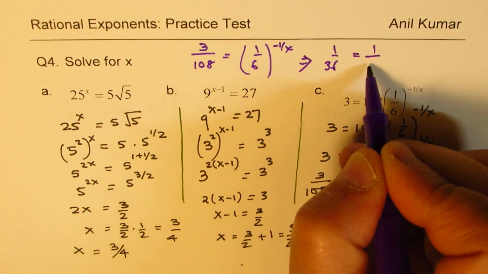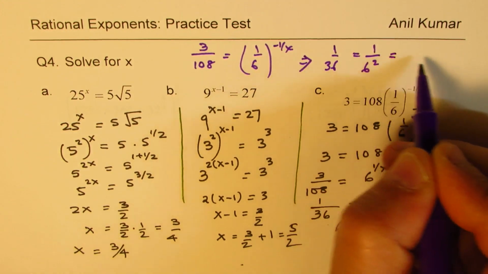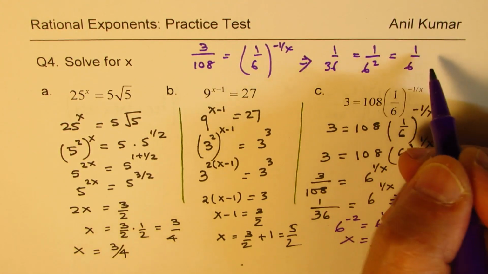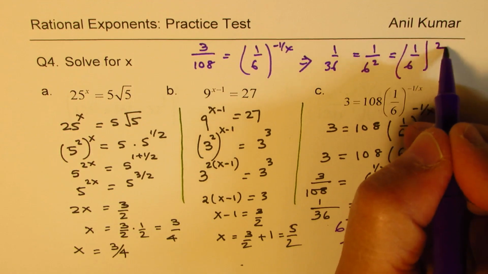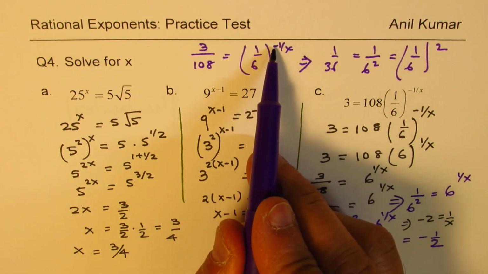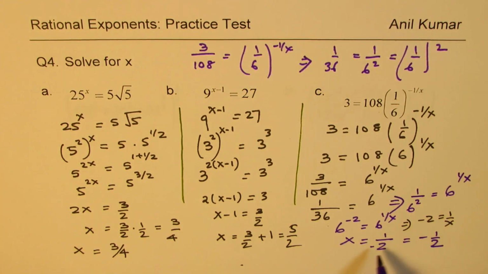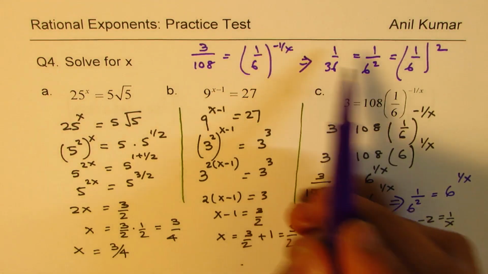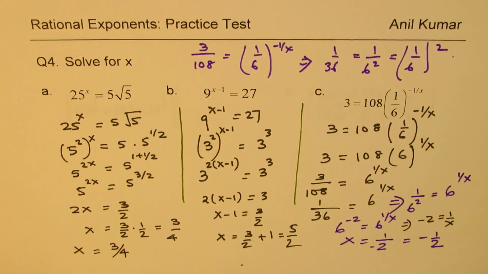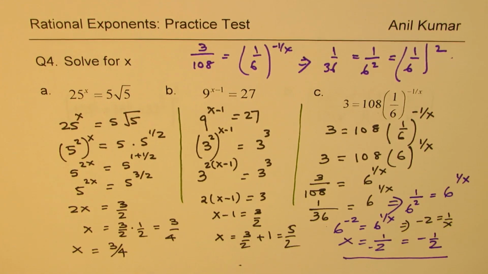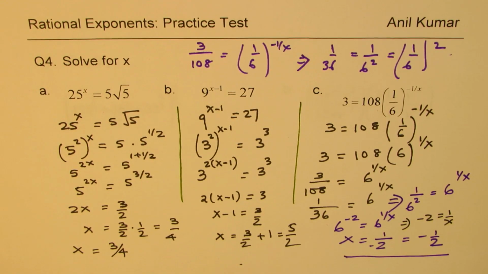And 1 over 36 is 6 squared, or it is 1 over 6 to the power of 2. And then we could compare 2 with 1 over x minus 1 over x and get our answer. Anyway, the answer will be same. So there are many ways of solving. So there are many ways to solve any equation, and that's an illustration of the same.